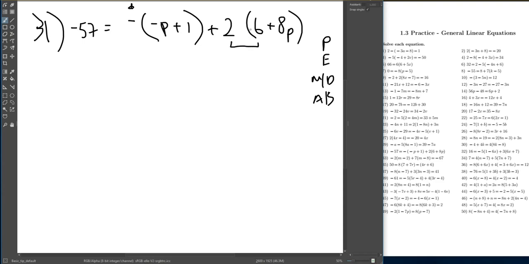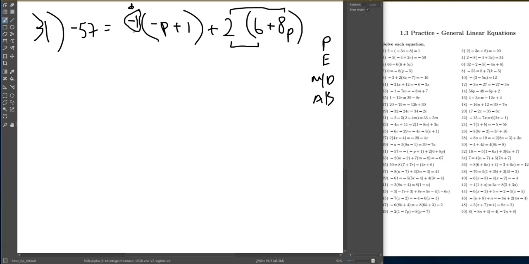Okie dokie. So on the surface, it looks like you have only this multiplication to do. You have 2 times 6 and 2 times 8p. But there is something to do here. Anytime you see a minus sign here, you have to treat it as a minus 1. I'm going to circle it right here.